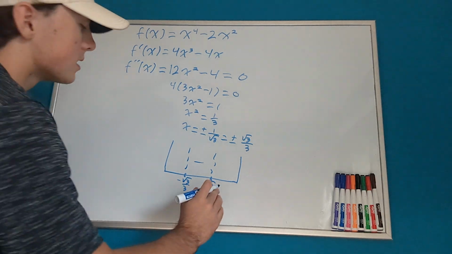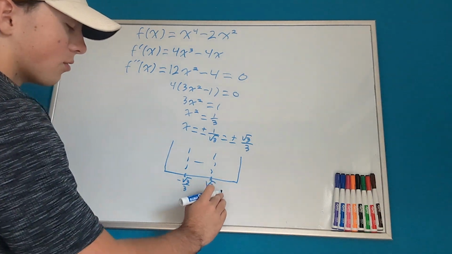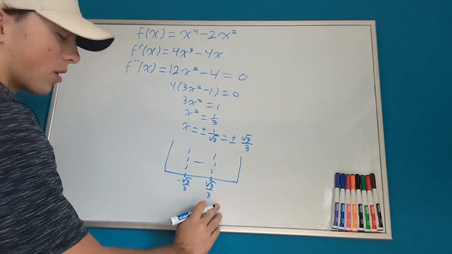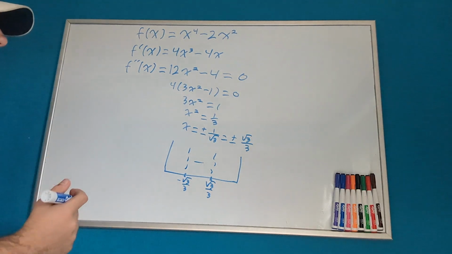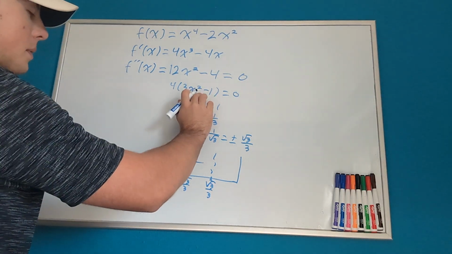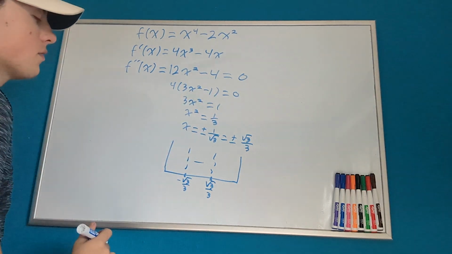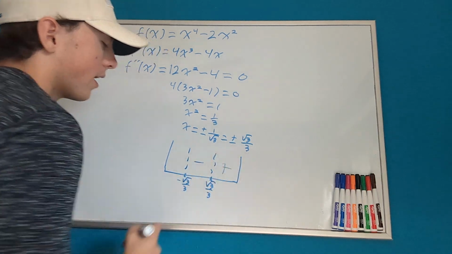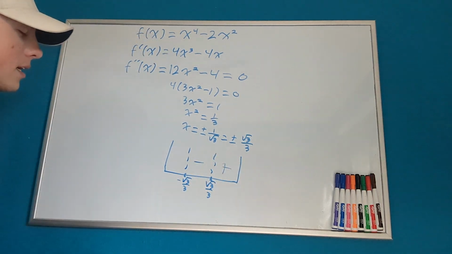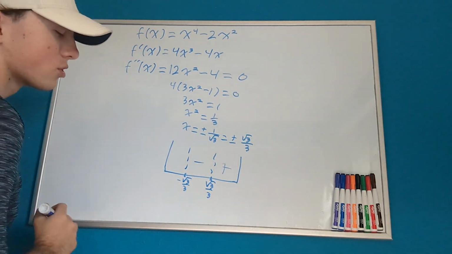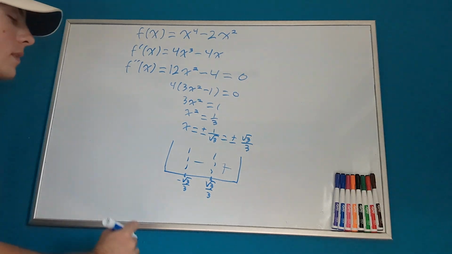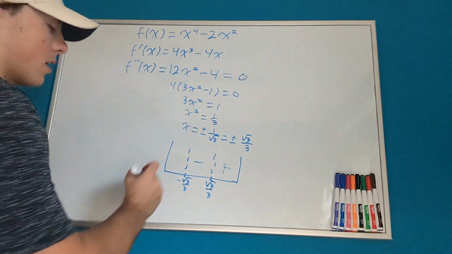Then let's take a value greater than the square root of 3 over 3. Let's say we take 10. Obviously, this will be positive, and this will be positive, so we'll get a positive value. Then, once again, let's take a number less than the negative square root of 3 over 3. Once again, this will be positive, and that will be positive.